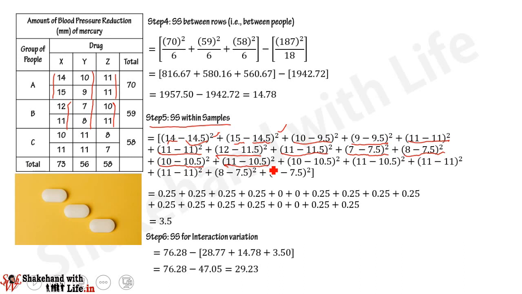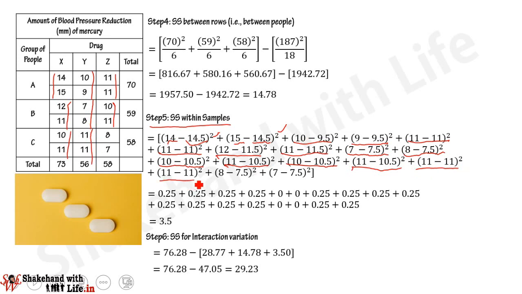Now for C it is 10 and 11. The mean of 10 and 11 is 10.5, so here we have 10 minus 10.5 squared, then again 11 minus 10.5 squared, right? Now we have 11 and 11. The mean of 11 and 11 is 11. So 11 minus 11 squared, then again 11 minus 11 squared.